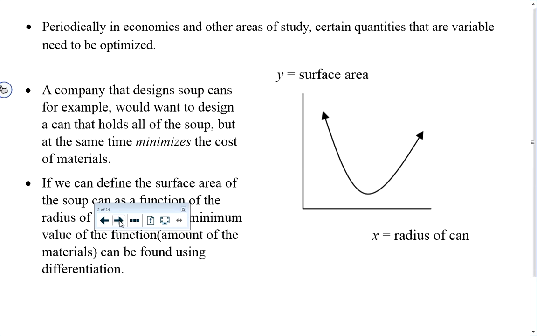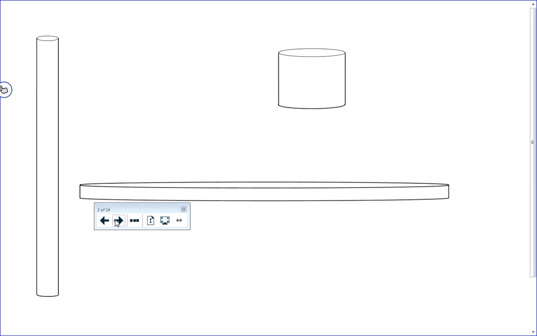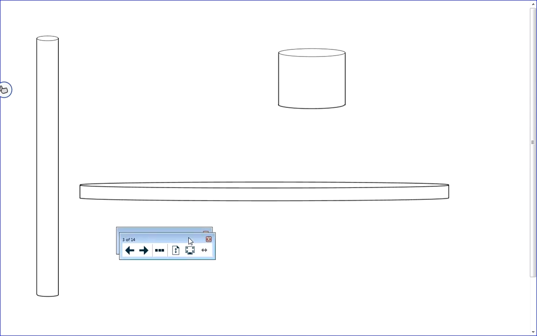That 1 liter being the volume is what we're going to talk about later on as being called a constraint. No matter how you design the soup can, it has to hold 1 liter. I've got 3 different soup can designs up here.